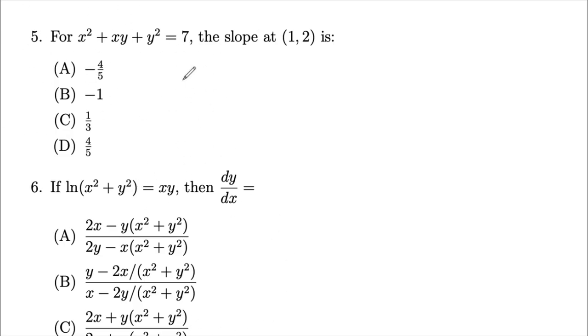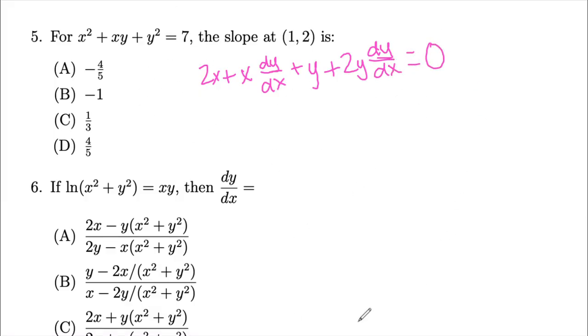So the derivative of x squared is 2x. Now here for xy, we are going to have to use the product rule. So first times the derivative of the second plus the second times the derivative of the first, which again is just 1, so I'm not going to write that, and then plus 2y dy/dx, and the derivative of our constant 7 is just 0.